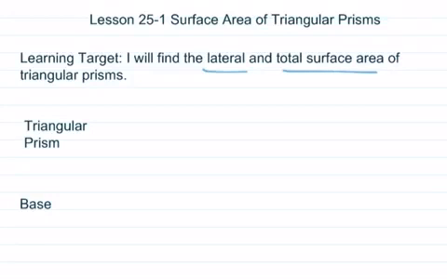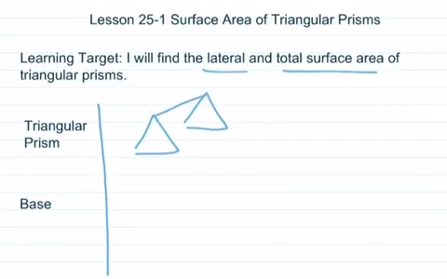Okay, and remember the lateral is only the sides, and total surface area is all sides of a prism, including the bases. So we already went through that vocabulary, but let's look at a triangular prism. Okay, so if you can kind of imagine in your head a traditional looking tent, that's what a triangular prism looks like.